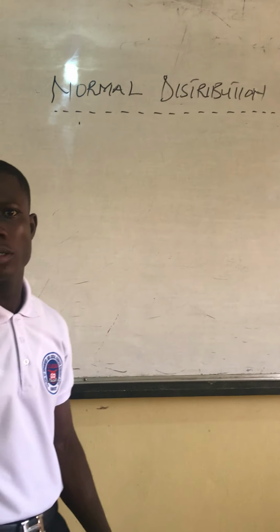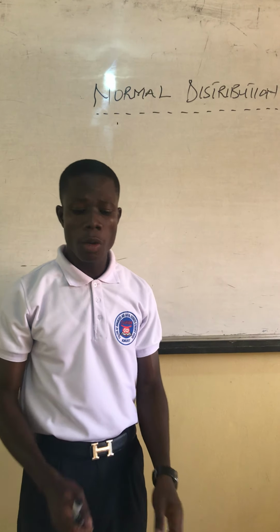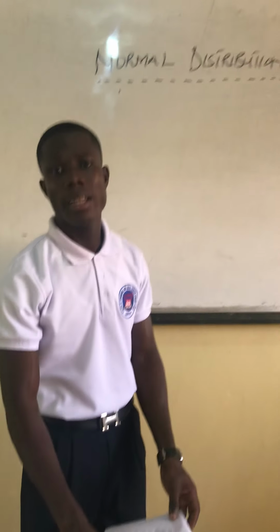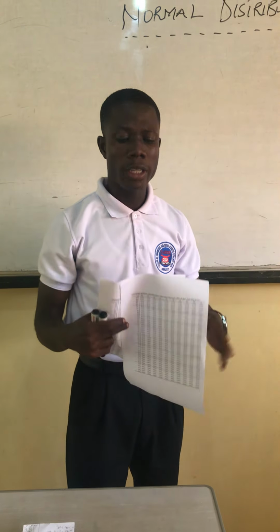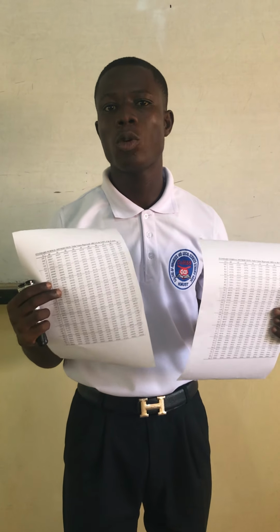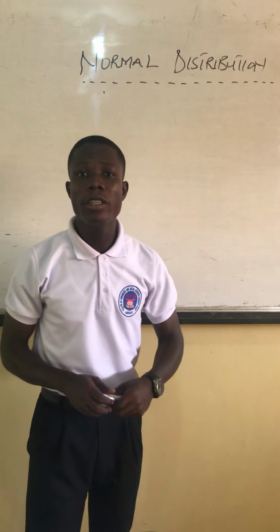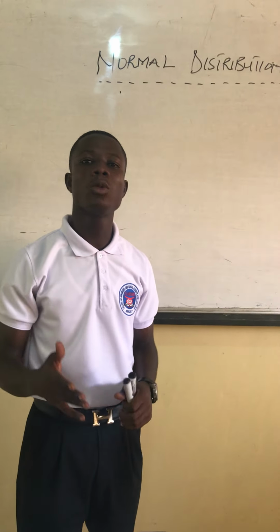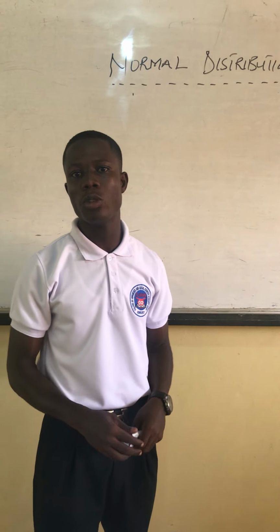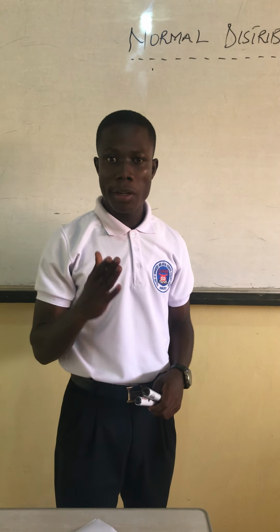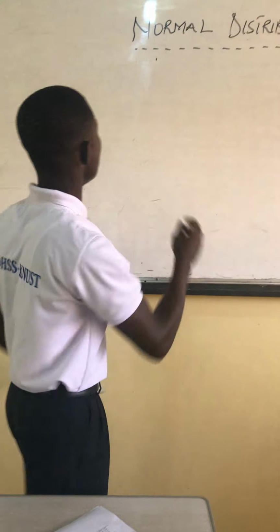In today's tutorial, we are going to look at normal distribution. So with normal distributions, we have to have our standard normal table. So this is my standard normal table that we are going to use to find areas. Now let's proceed. With normal distribution, we are saying that a normal distribution is a continuous distribution.